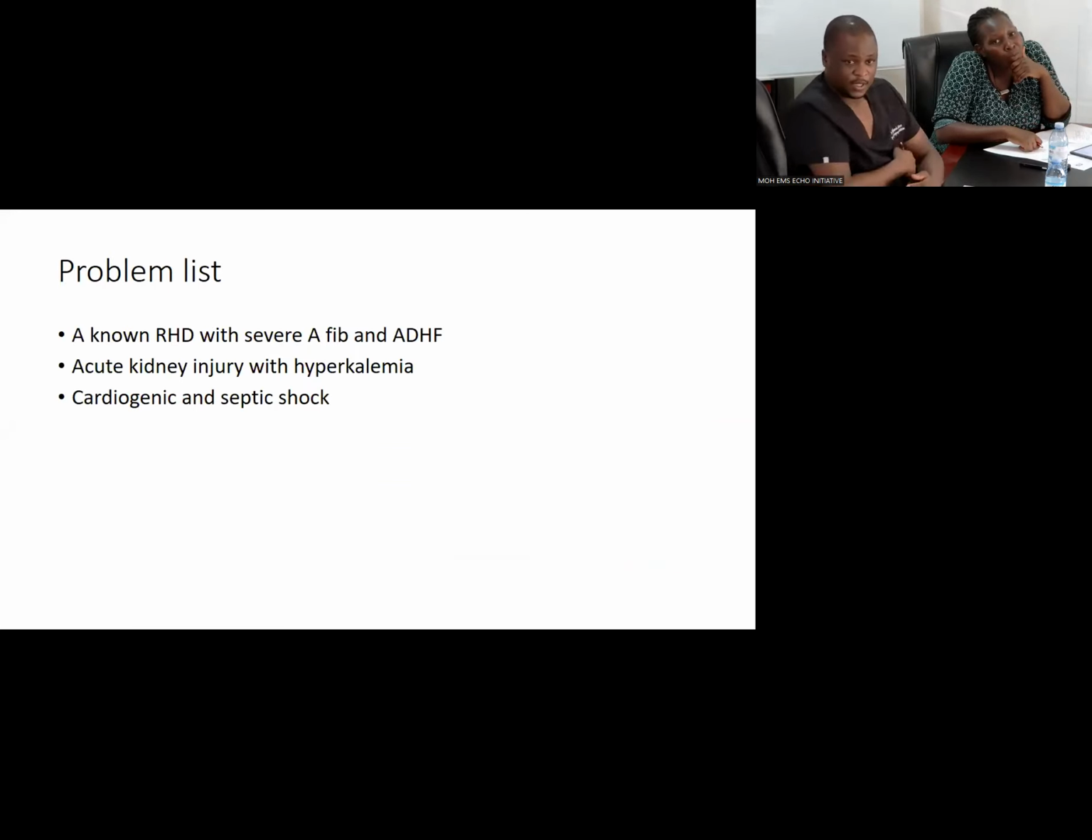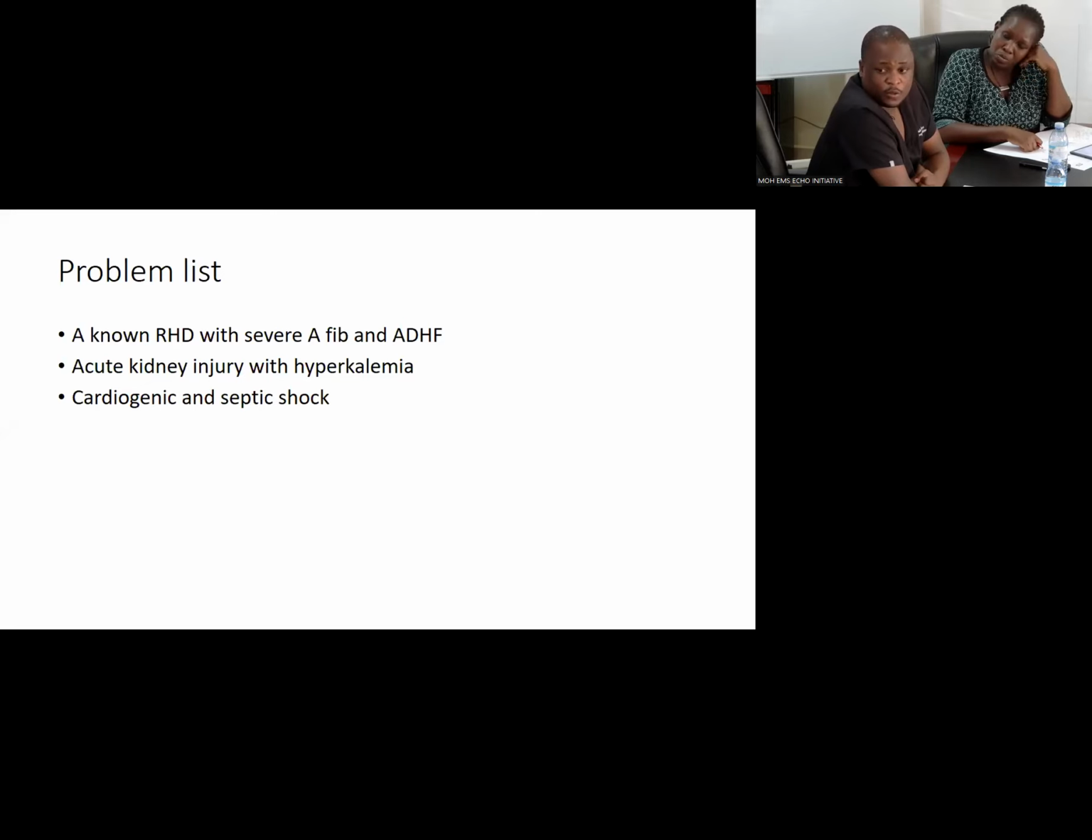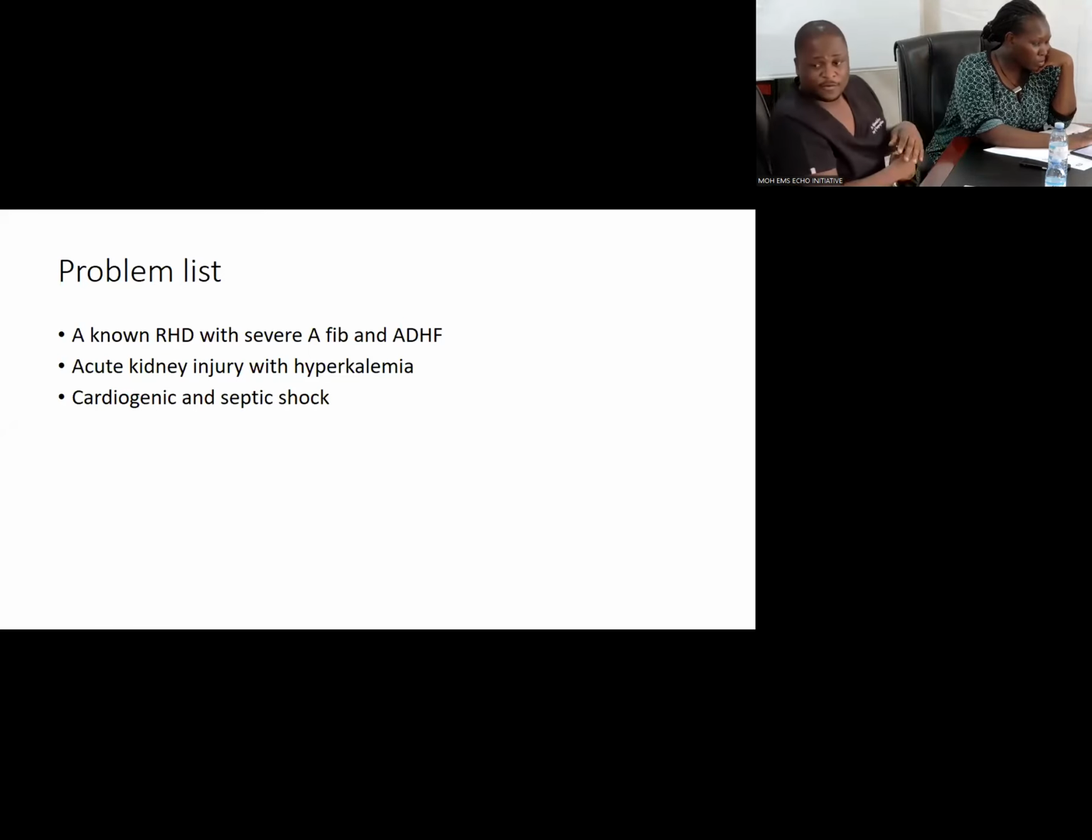Our problem list: she had rheumatic heart disease with severe atrial fibrillation, with acute decompensated heart failure. Some diagnoses we were querying: acute kidney injury with hyperkalemia. She was in cardiogenic shock with septic shock, in view of hypotension, delayed capillary refill, cold extremities, and also the CBC was suggestive of features of sepsis because we had leukocytosis and neutrophilia.